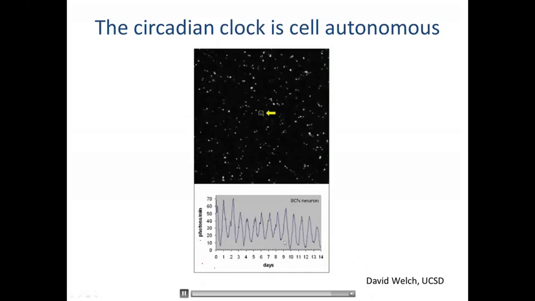And while the SCN contains the master clock, it also signals to cellular clocks throughout your body. So you actually have clocks in your fibroblasts, your liver cells, your lung cells, etc. And the SCN works to integrate the light information and relay this information to the rest of the clocks throughout your body in a somewhat unworked out process.